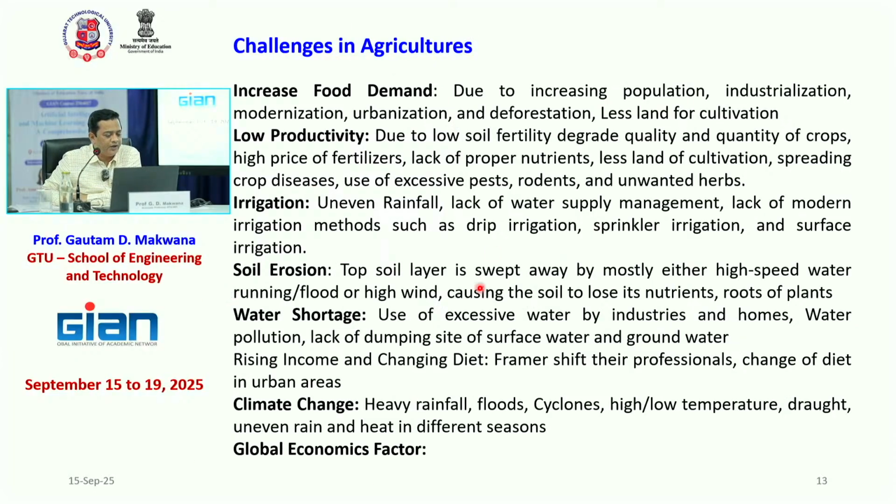So these are the cases where we can say there is increased food demand due to the increasing population, industrialization, modernization, urbanization, and deforestation, less rain for cultivation, low productivity due to low soil fertility, degraded quality of the crops, high price of fertilizer, lack of proper nutrient, less land for cultivation, spreading crop disease, use of excessive pest, rodent and unwanted herb, irrigation, uneven rainfall, lack of water supply management, lack of modern irrigation methods such as drip irrigation, sprinkler irrigation, and surface irrigation, soil erosion, where the topsoil layer is swept away mostly by either high-speed water, running flood, or high wind, causing the soil to lose the nutrient load, water shortage, and climate change. That I already discussed. Okay.